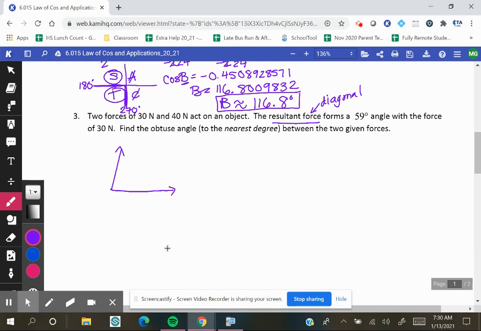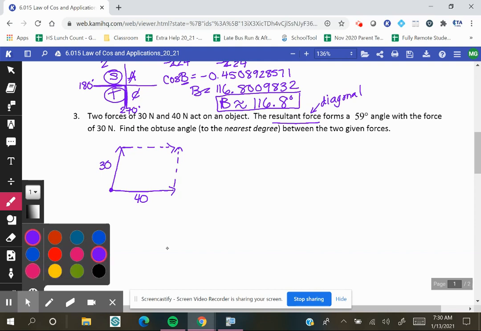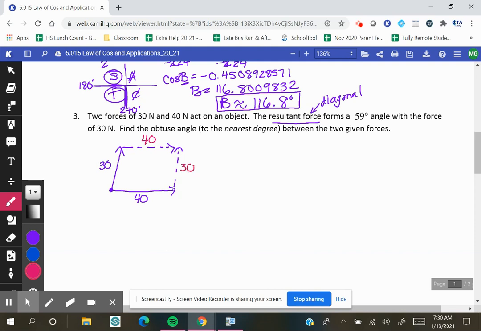Okay, so these are my two forces. Always have them intersect at the bottom left. And let's label. So let's make this our 30 Newton force and this our 40 Newton force. So in a parallelogram, opposite sides are the same. So this is also 40 and this one's also 30. The resultant force, so I said the resultant is your diagonal. I always want your diagonal going from bottom left to top right. It's going to form a 59-degree angle with the force of 30 Newton.